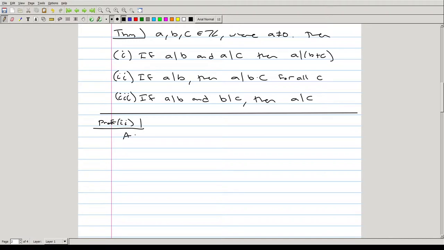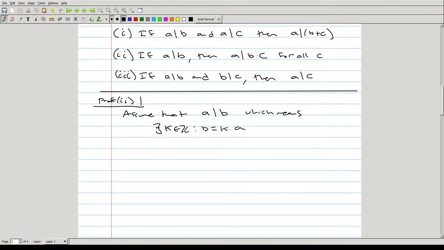We assume that A divides B, which means that there exists some integer k in the set of integers such that B is equal to k times A. In which case, we can multiply by any integer c to obtain the equality b times c is equal to k times a times c. And because integer multiplication is associative, this is the same thing as k times a times c.